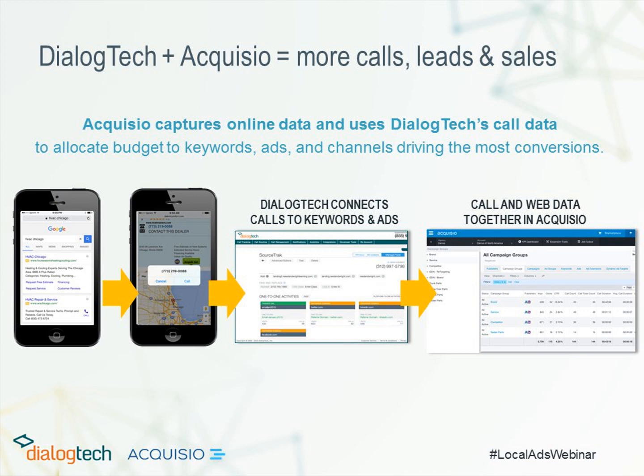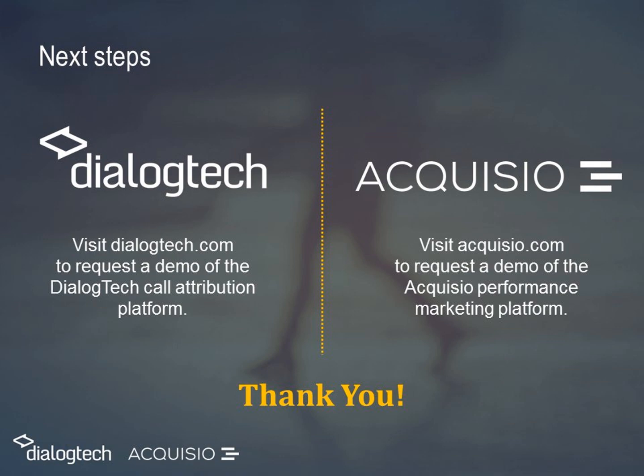Basically, if you're using Acquisio's performance marketing tool to optimize your channels, optimize your search, social, or display advertising to drive more conversions and drive down your cost per lead, you can do that awesome for the online piece. If you're using Dialog Tech, you can then import our call data directly into Acquisio and then use that data to optimize for both the online and the offline conversion, which, as we see in mobile and local, is so important.